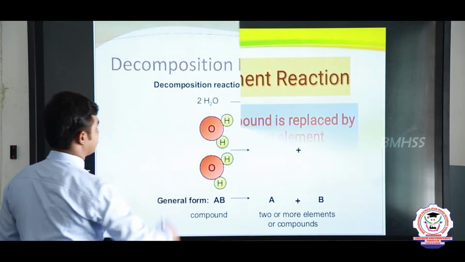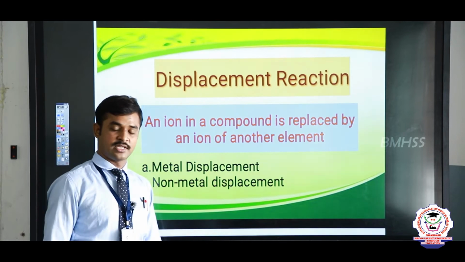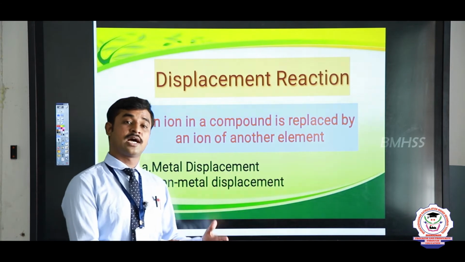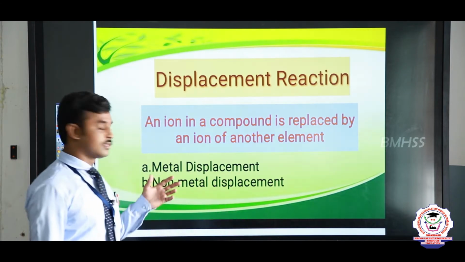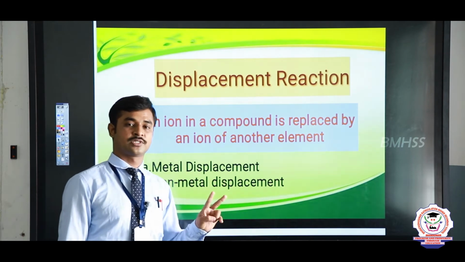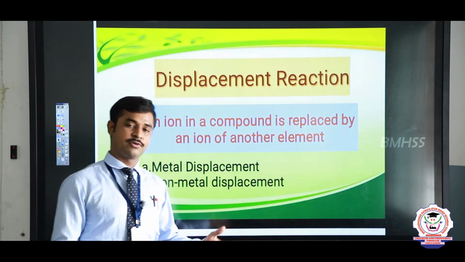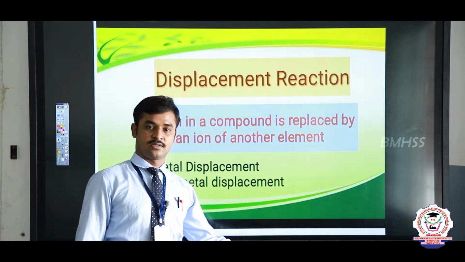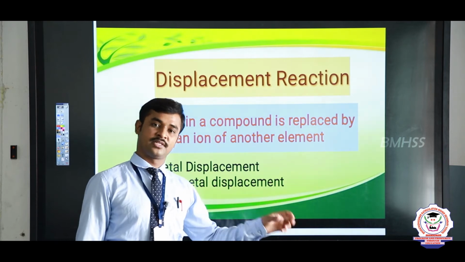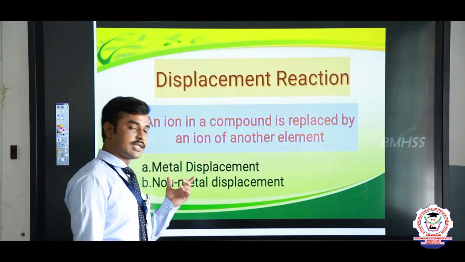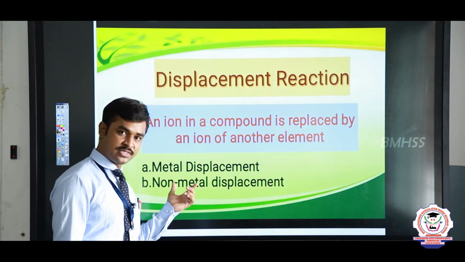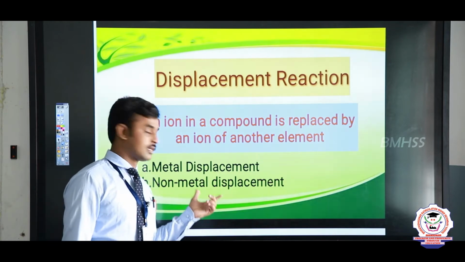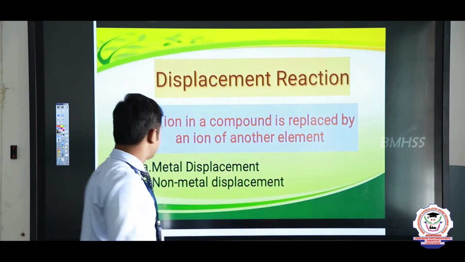And we go to the next, displacement reaction, in which an ion in a reactant is displaced by another ion of an element. So, our reaction may have 2 or more reactants. If we have 2 reactants, one ion can replace another in the reactant. That reactant may contain another element. If that element is a metal, that is a metal displacement reaction. If the element is a non-metal, that is a non-metal displacement reaction. Let us see an example.